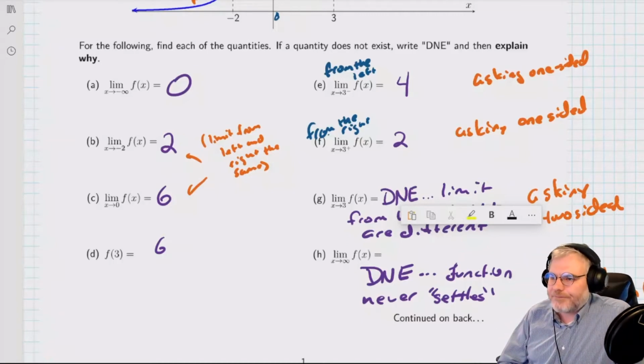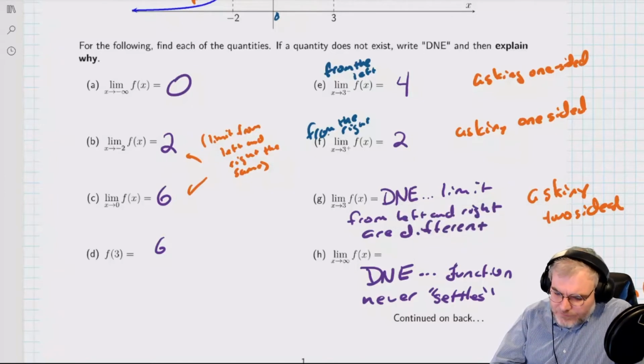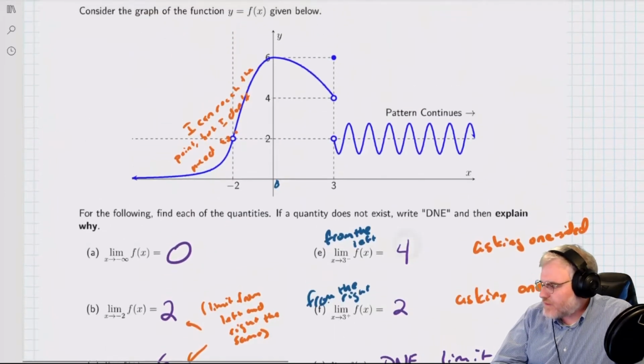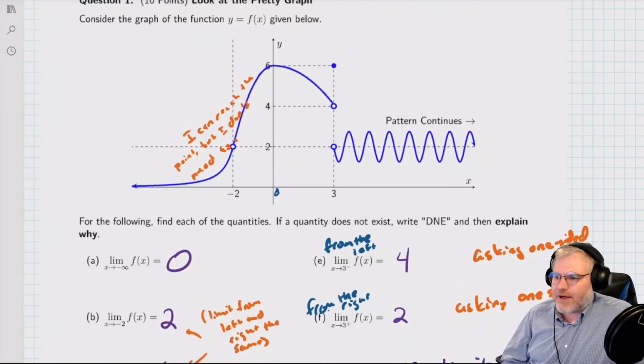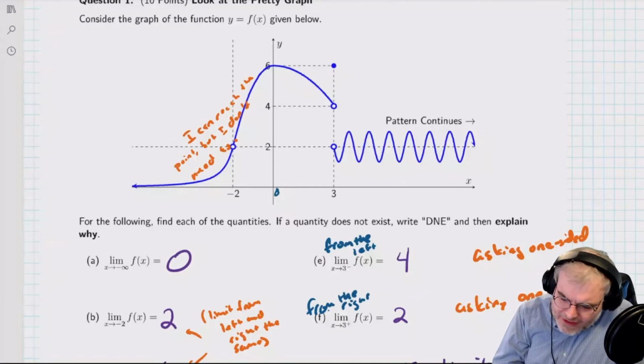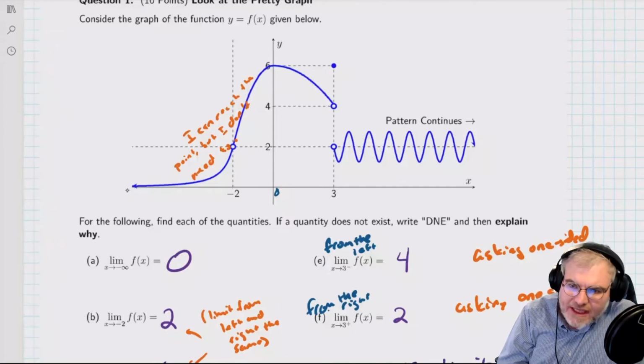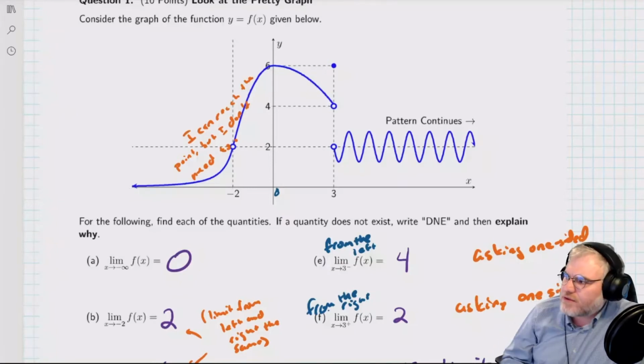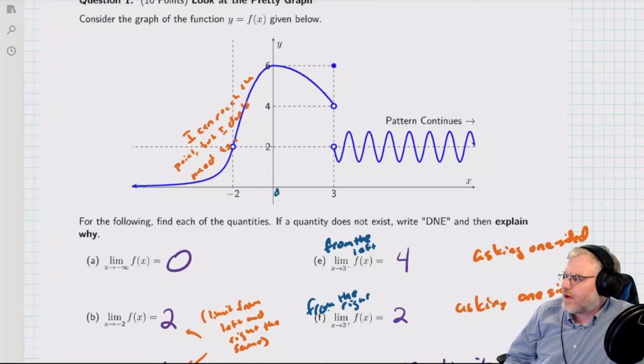All right. A is 0. That's a good question. Someone's asked why is A 0? Let me kill the poll here. So A is 0 because here, as I go off to negative infinity, I'm getting closer and closer and closer and closer and closer to 0. So that's like that.